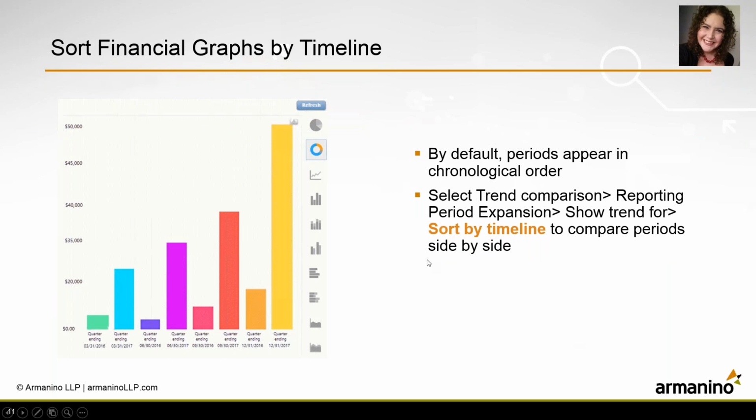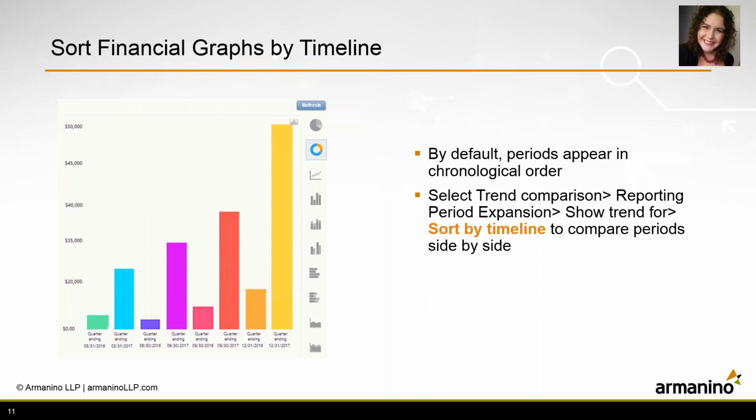The ability to sort financial graphs by timeline is actually a really interesting option. So the way Intacct works is they're going to show you default periods in chronological order. So you'd see Q1 2017, then you see Q2 2017, Q3 2017, so on and so forth. So what this allows you to do is to be able to do a trend analysis. So that way you are able to see Q1 2017 compared to Q1 2016 side by side in the same graph, as you can see on the picture here.